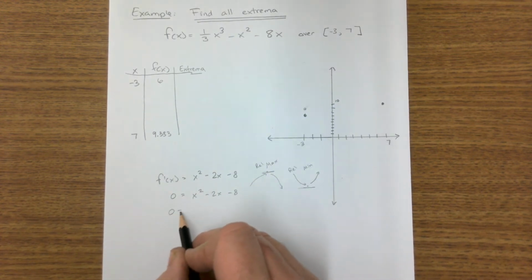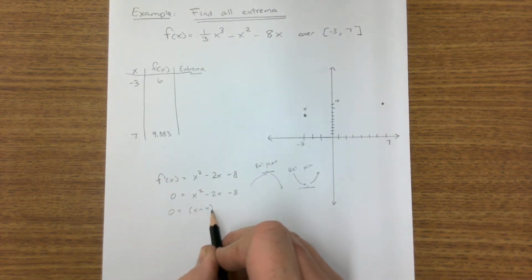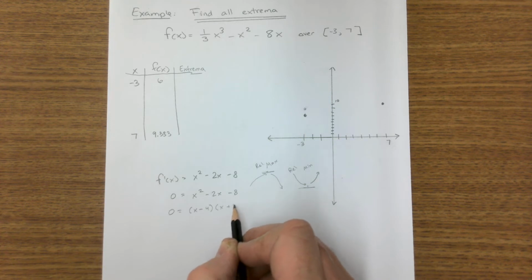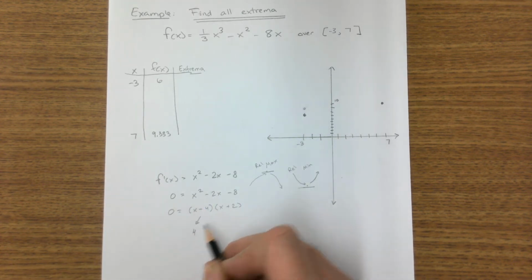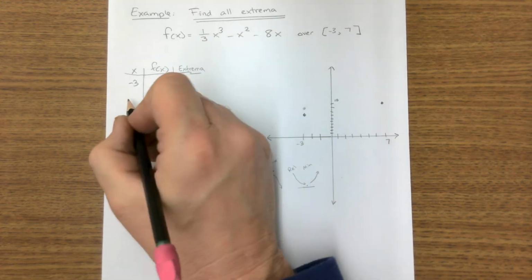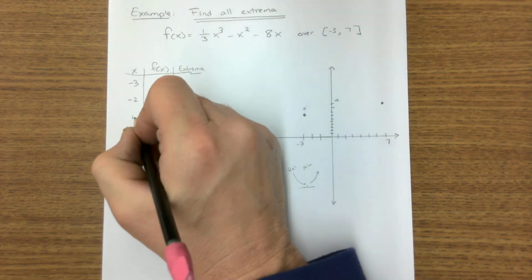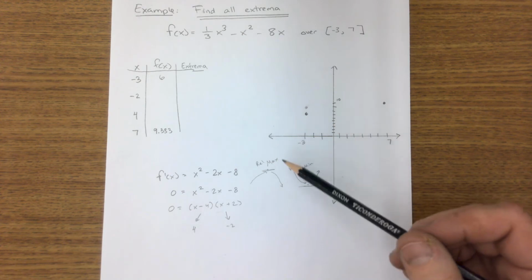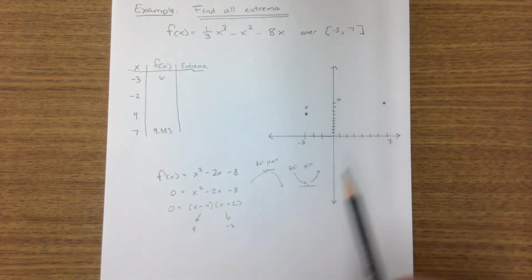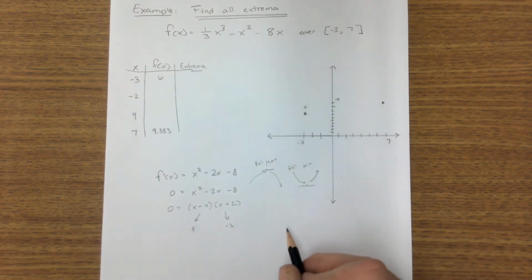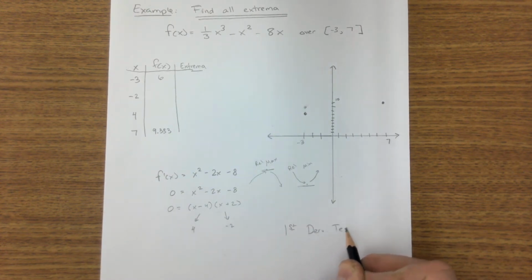Well, just a little bit of factoring here, and it won't take too long. Plus 2. If I FOIL that, I get back there. So my points are 4 and -2. Those are possibilities where I have maxes and mins. Well, how do I know which one is which? Well, we do the first derivative test.